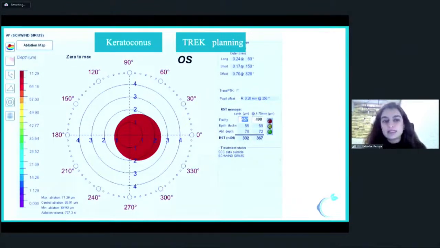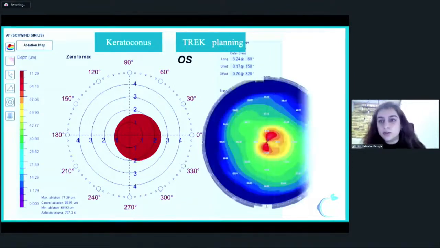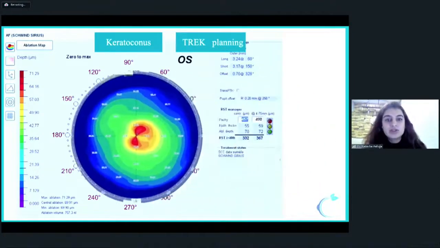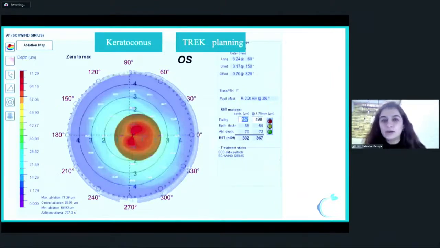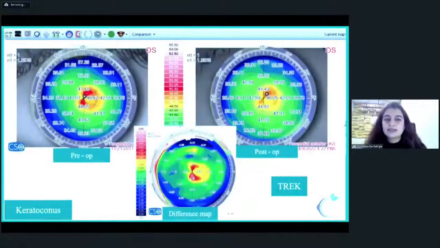So instead of us having a 67 ablation, the final ablation that we get is 71, which is including the epithelium. The epithelium that we measured on the epithelial mapping was 50. So essentially what we are ablating is just 21 microns as opposed to 65 microns in the topo-guided ablation. So this is what the complete ablation profile looks like. It completely knocks off the cone and makes the cornea slightly smoother.